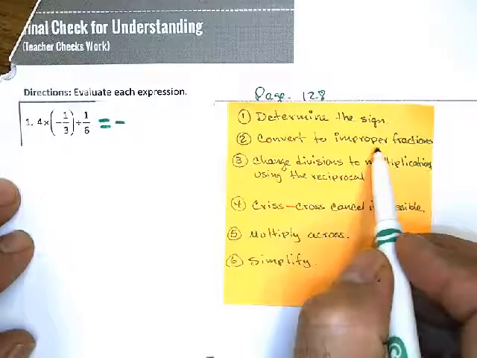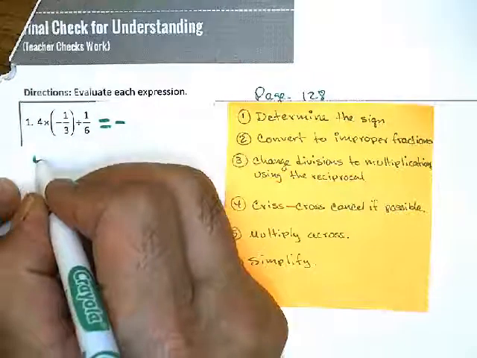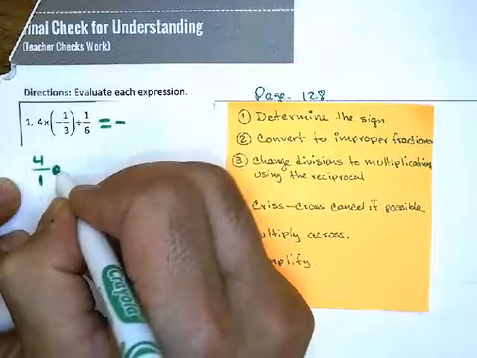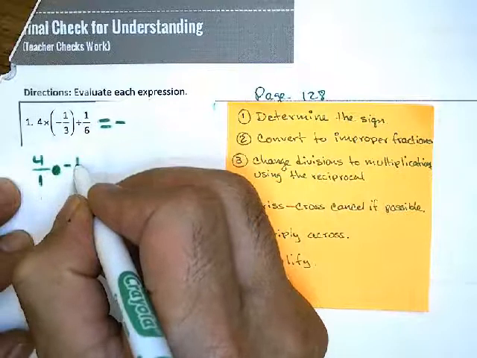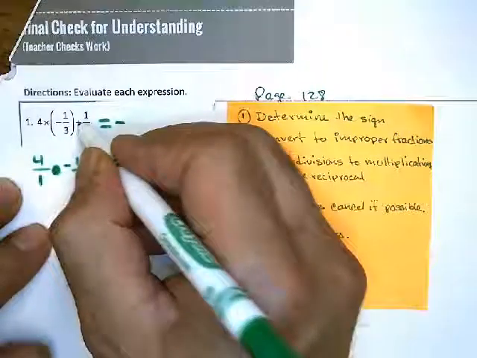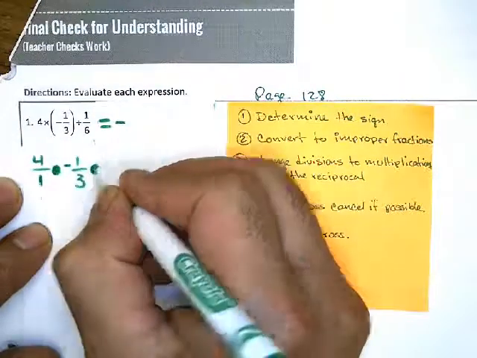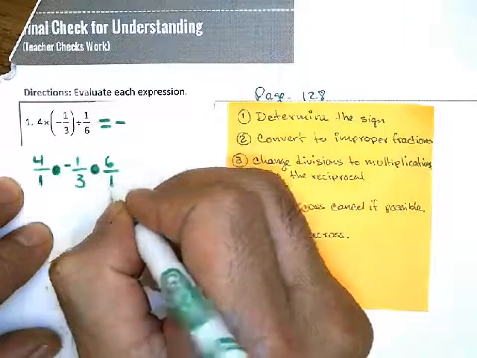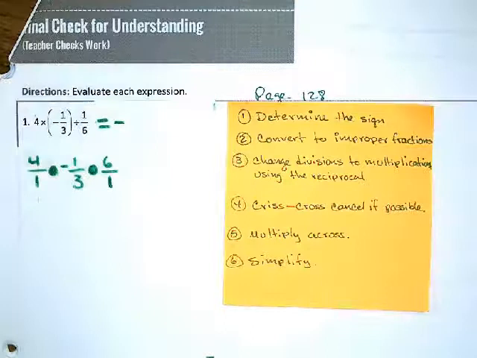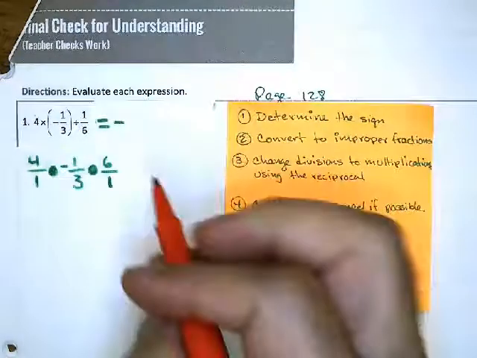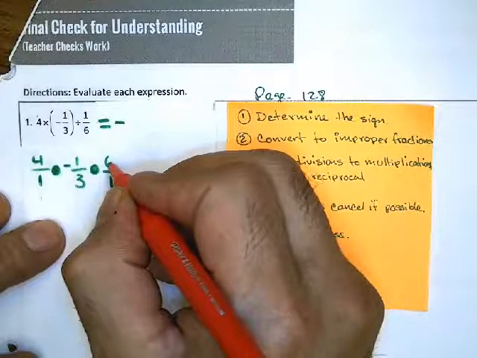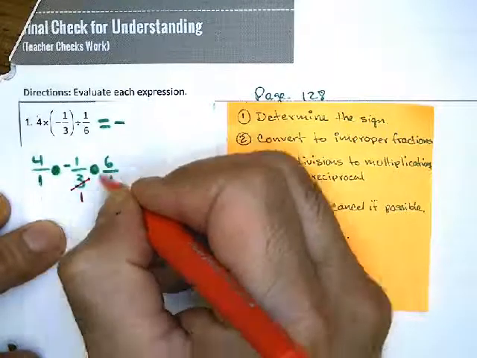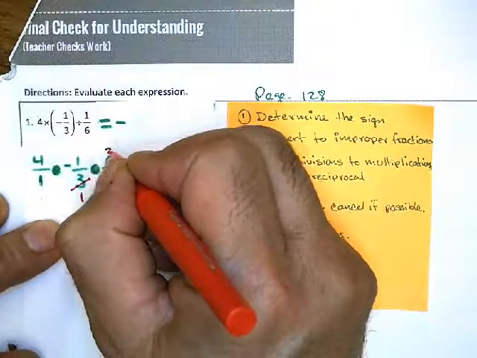All right, so now I'm going to convert to improper fractions. This would be 4/1 times -1/3. And this is a division, so I'm going to change it into multiplication, and I'm going to flip or find the reciprocal of 1/6, which is 6/1. Now I notice that I can crisscross cancel 3 and 6. 3 goes into 3 once, and 3 goes into 6 twice.